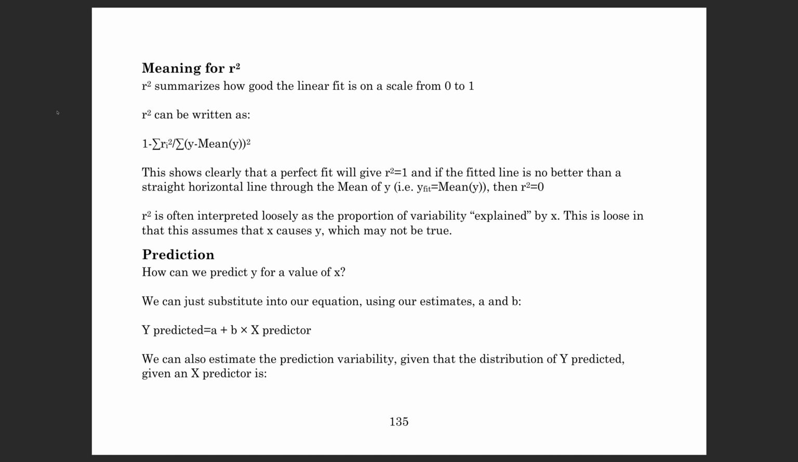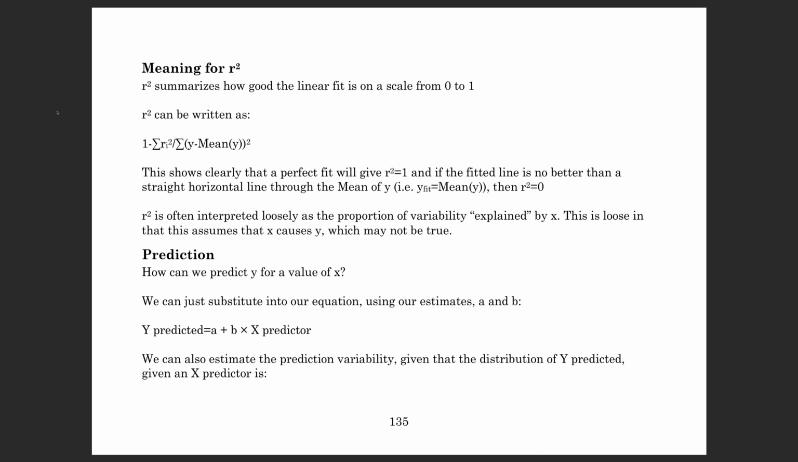If R squared is equal to 0, that means that the sum of the squared residuals is equal to the sum of the squared deviations around the mean of y. In other words, the linear model is no better than a straight horizontal line through the mean of y. On the other hand, a perfect fit means the sum of the squared residuals must be 0. So that's why R squared is often interpreted loosely as the proportion of variability explained by x.